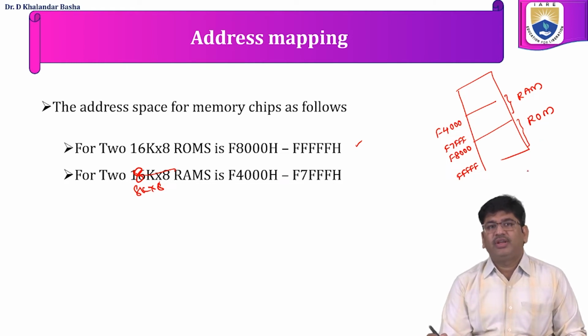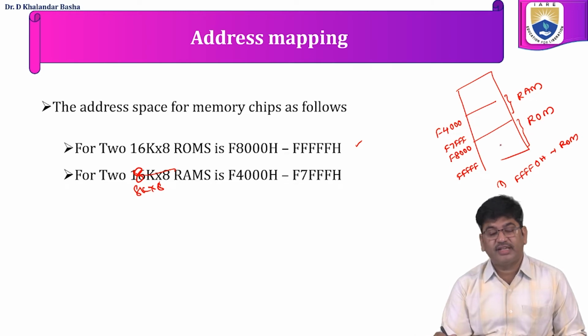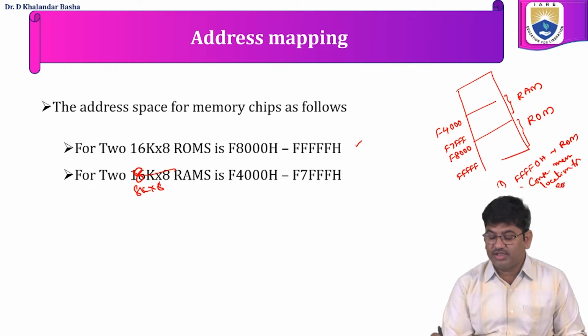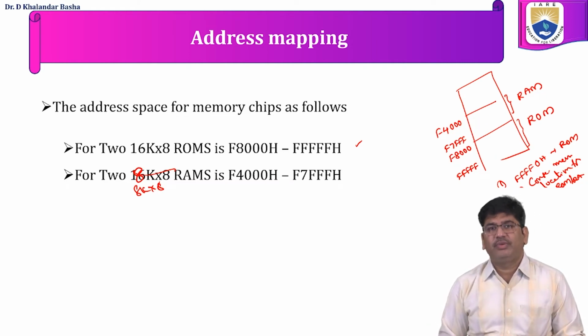Whenever we are assigning this address space, we considered two cases. One is assigning the address FFFF0H to ROM. If you observe the ROM address space, this address lies in ROM. The second point is consecutive memory locations for the memory chips, that is ROM as well as RAM. So from F4000H to FFFFFH, we are going to take a continuous memory location, so the access of the memory will be at a faster rate.